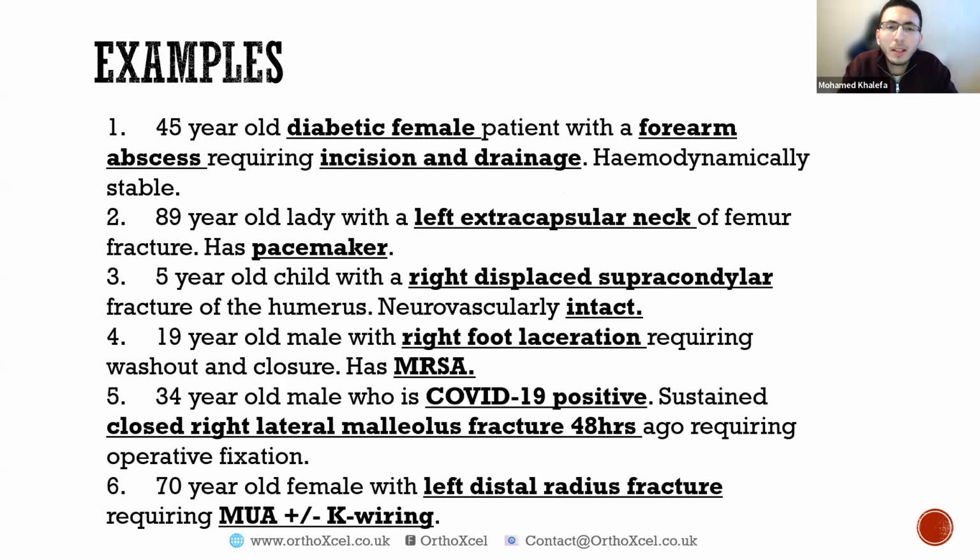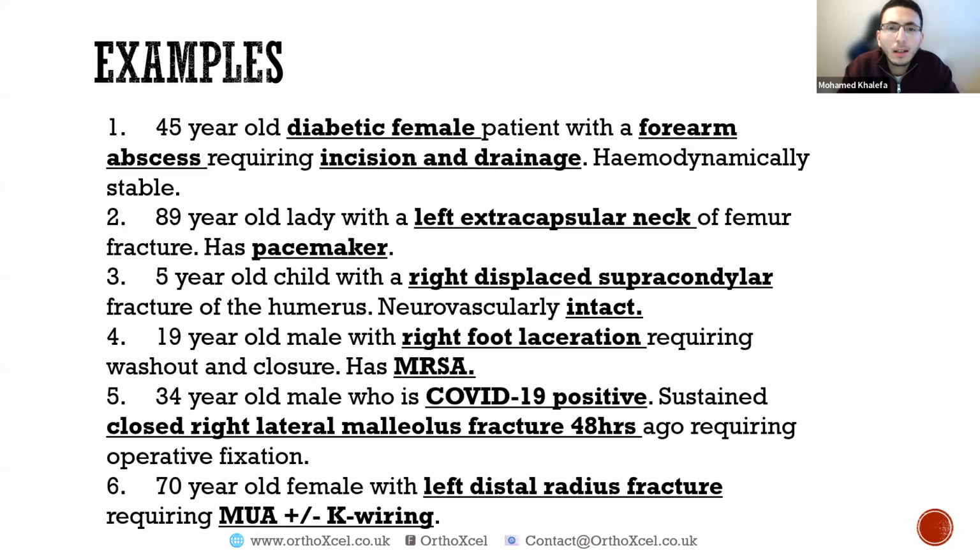A 45 years old diabetic female. So I've highlighted again that being diabetic with a forearm abscess requiring incision and drainage. Hemodynamically stable. In the real scenario, they may not put all of this. They would say a 45 years old diabetic female with a forearm abscess for incision and drainage. And then you ask, is this patient stable, for example? They will say, yes, hemodynamically stable. Or is this patient in sepsis? They will say, no, hemodynamically stable.